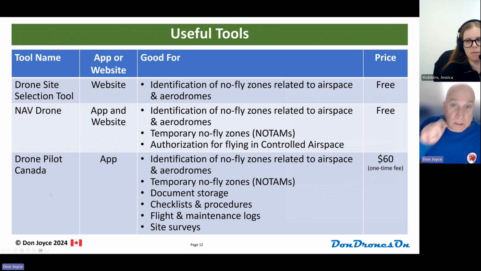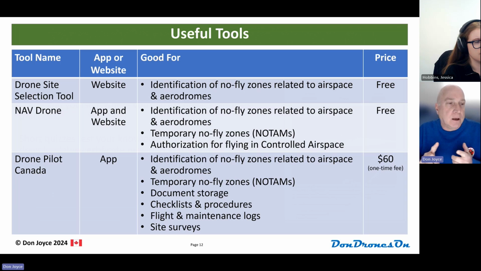Useful tools. I mentioned that you need to stay away from airports and controlled airspace and restricted areas and all this other stuff. So there's 3 really useful tools that will help you here. The first 2 are free. The drone site selection tool. It's a website, and it'll help you with where airports are and controlled airspace. The second one is also free. It's called Nav Drone.